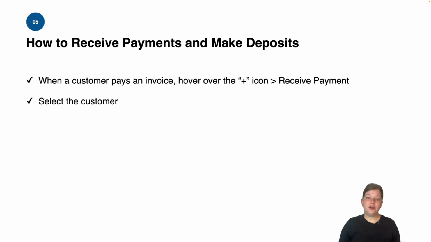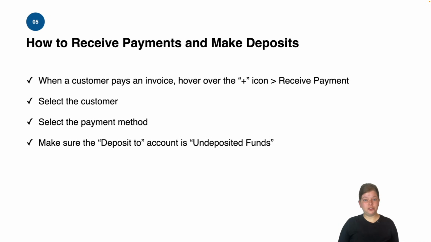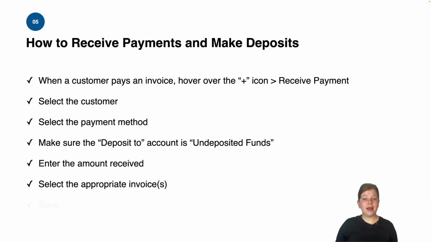Now on this screen, you're going to select the correct customer, select the payment method that customer used to pay you. You're going to make sure the deposit to account is set to undeposited funds, or in some accounts it might be called payments to deposit. You'll then enter the amount that you received from your customer. You'll select the appropriate invoice, and then you'll click Save.